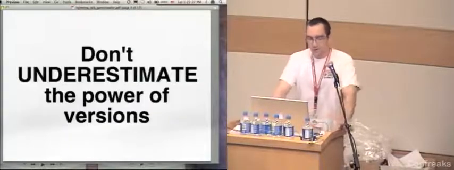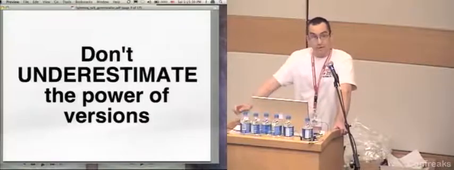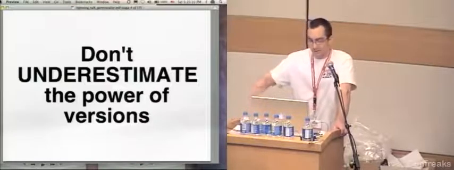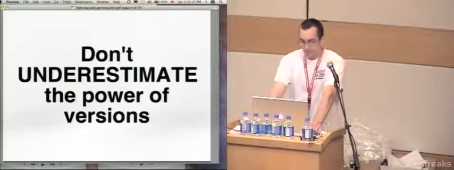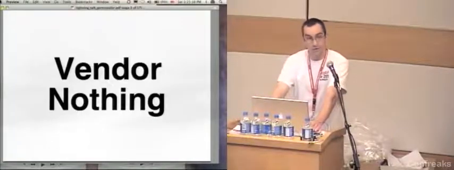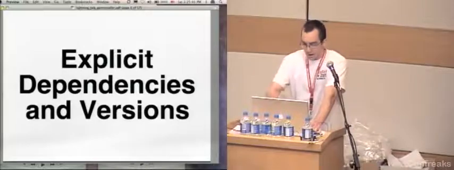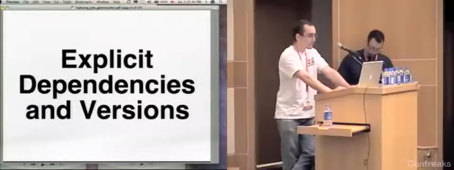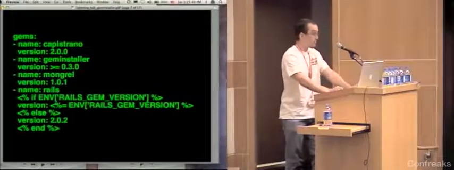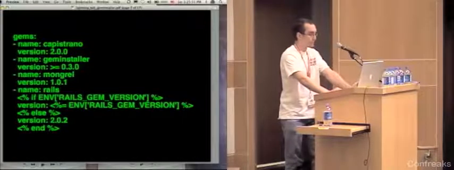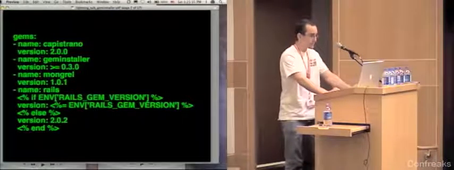And gem installer sort of goes against some of the conventional wisdom in Rails and/or Ruby. I say don't underestimate the power of versions and vendor nothing. You should have explicit dependencies and versions. Try not to play fast and loose. Gem installer really comes down to a YAML file. If any of you have ever used Maven in Java, it's kind of the same concept. Specify everything and it automatically is everywhere it needs to be.